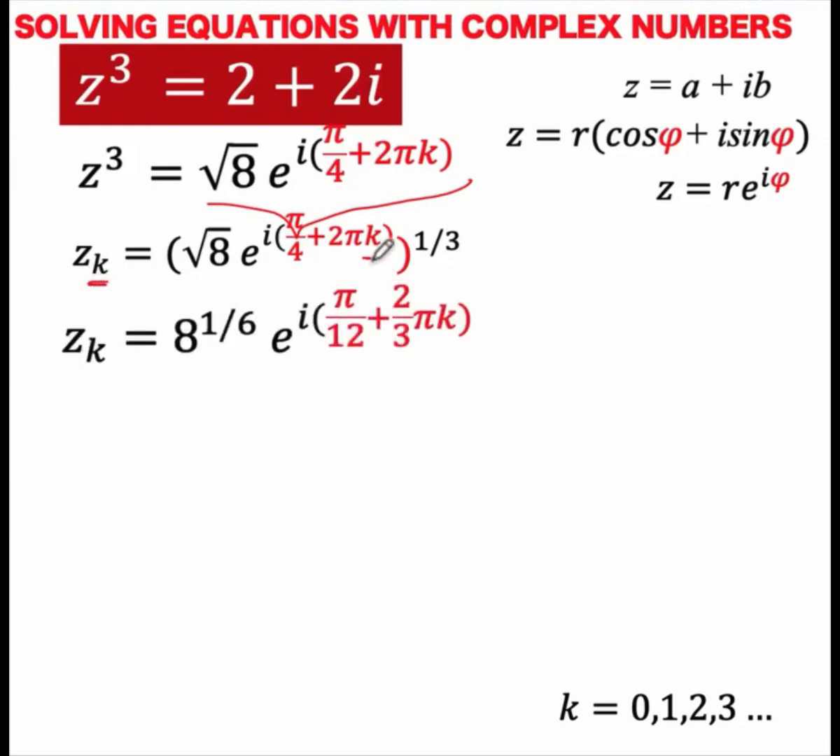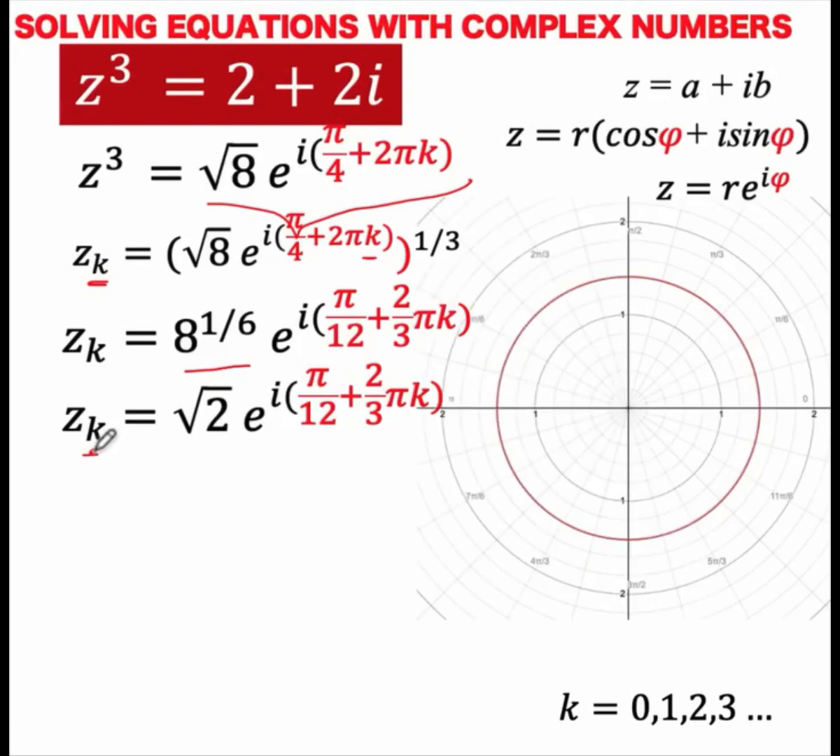Now, simplifying this, it is a product that is raised to an exponent. So the first factor raised to exponent 1/3, that is the square root of 8 raised to 1/3, the result is 8 raised to 1/6. Then copy the e, multiply this exponent to that exponent to arrive at i(π/12 + 2/3 πk). Now, simplifying this 8 raised to 1/6, we arrive at square root of 2, and we copy the rest. So again, this value for z depends on what is the value of k.